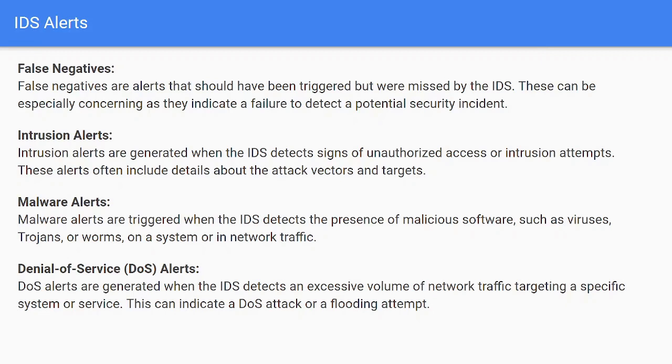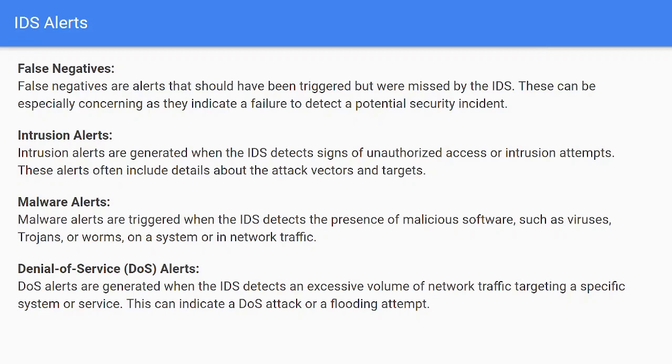Then the next one is intrusion alert. Intrusion alerts are generated when an unauthorized access or an intrusion attempt occurs. So when there's an intrusion attempt or unauthorized access, it is called an intrusion alert. The next one is a malware alert. A malware alert occurs when the IDS detects the presence of malicious software such as a virus, trojan and the rest. So that is called a malware alert.